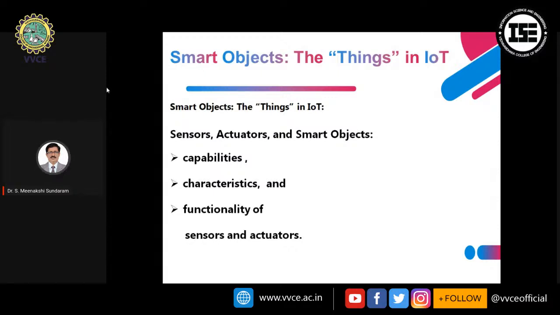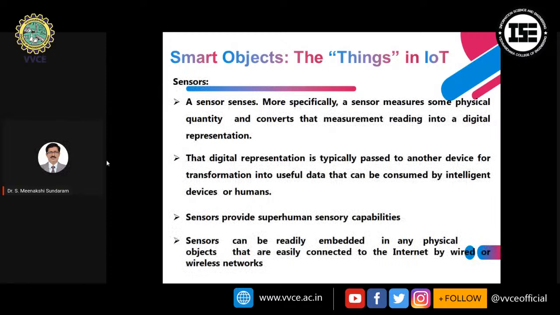We will see about the sensors, actuators, and smart objects, which includes the capabilities of the sensors, actuators, and smart objects, the characteristics and the functionality of all these. As we know, a sensor more specifically measures some physical quantity and converts that measurement reading into a digital representation. So the device which is capable of measuring and storing it in a digital form, we call it a sensor.